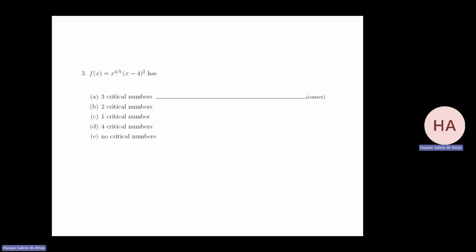How many critical numbers? So we'll do f prime. What is the domain first? The domain is real numbers. We have no problem with the domain. So f prime will be what? Derivative of the first, 4 over 5, x to the power minus 1 over 5, times this number, plus x to the power 4 over 5 times the derivative of this, which is 2x minus 4.